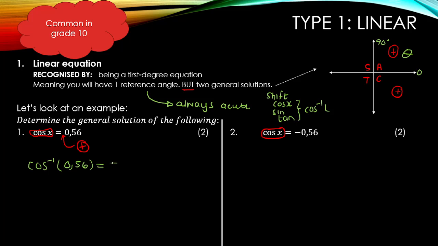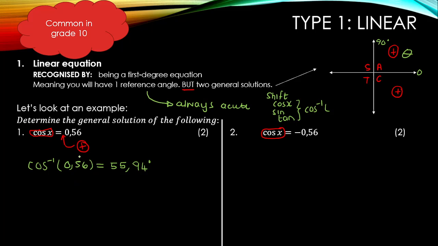You're going to get 55,94. So we're always just going to round off to the second decimal. Okay, so now this is the acute angle where cos occurs. It'll be the reference angle. It's the starting place. We always start in quadrant 1.